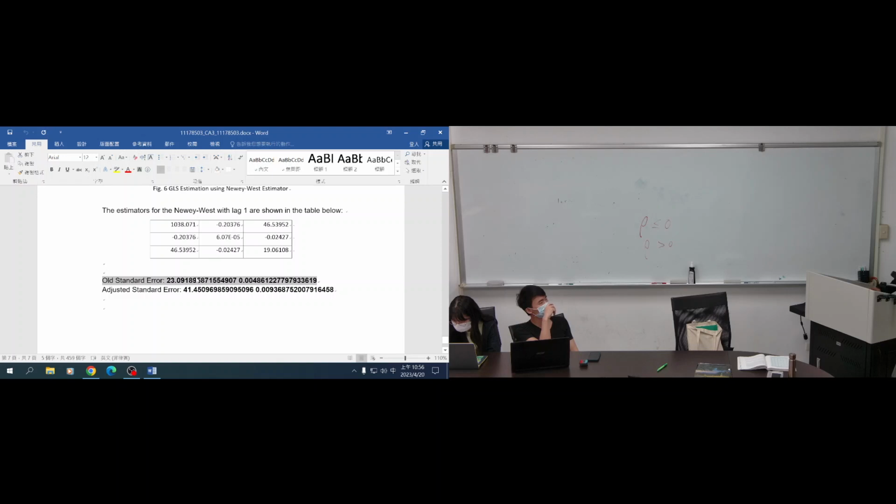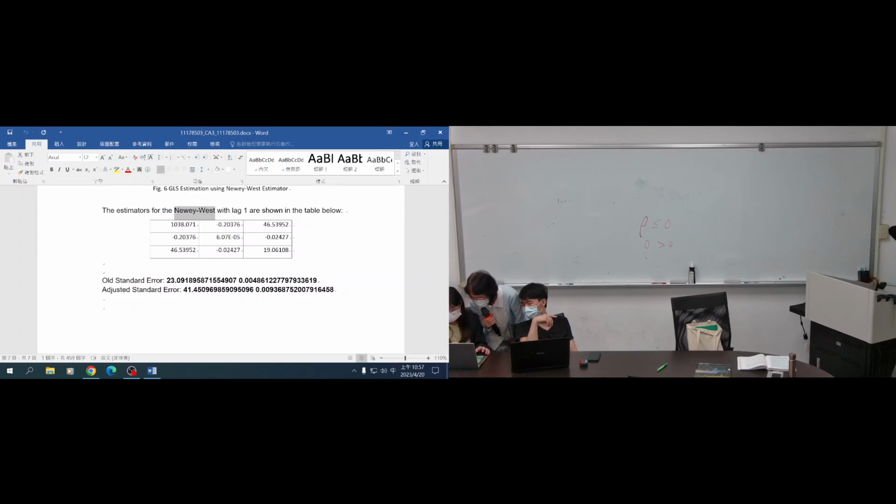Where did you get this one? The standard error, from the covariance matrix of the Newey-West. What do you mean by the original standard error? The original, so it means OLS. Yes, but we have several standard errors for each one of them. It really confused me. Can I see your Newey-West result? Make it larger, it's hard to see.